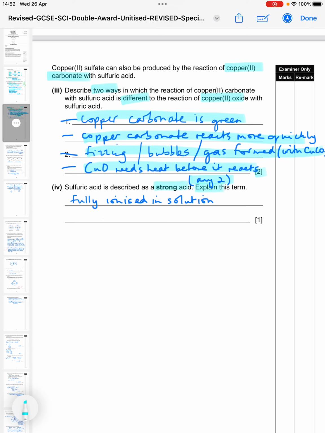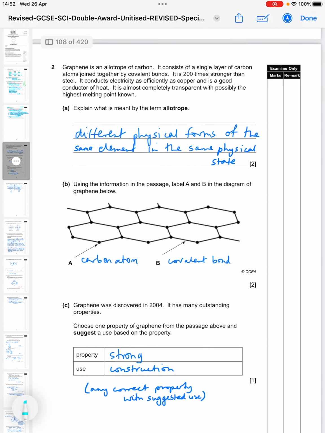Then sulfuric acid is described as a strong acid. Explain this term. So what they're looking for is why it's strong and not weak, and the reason is that it's fully ionized in solution. If it was a weak acid and you had to explain that term, you would say it was only partially ionized in solution.